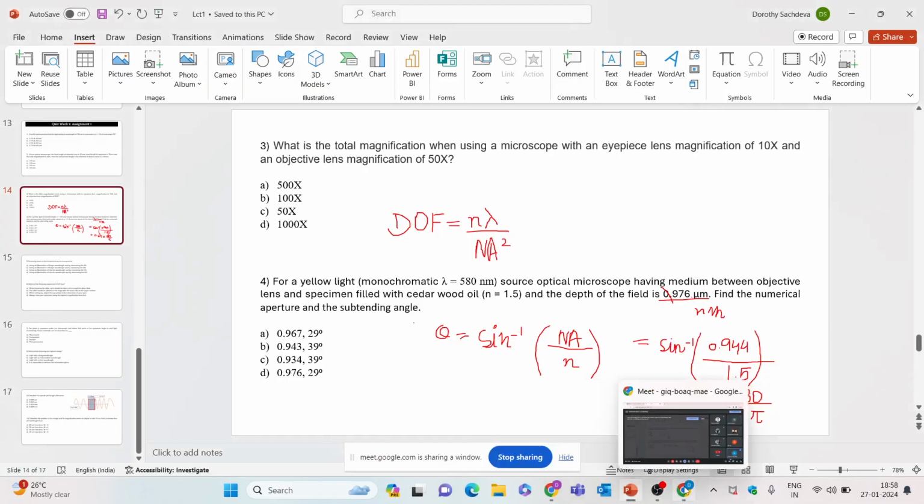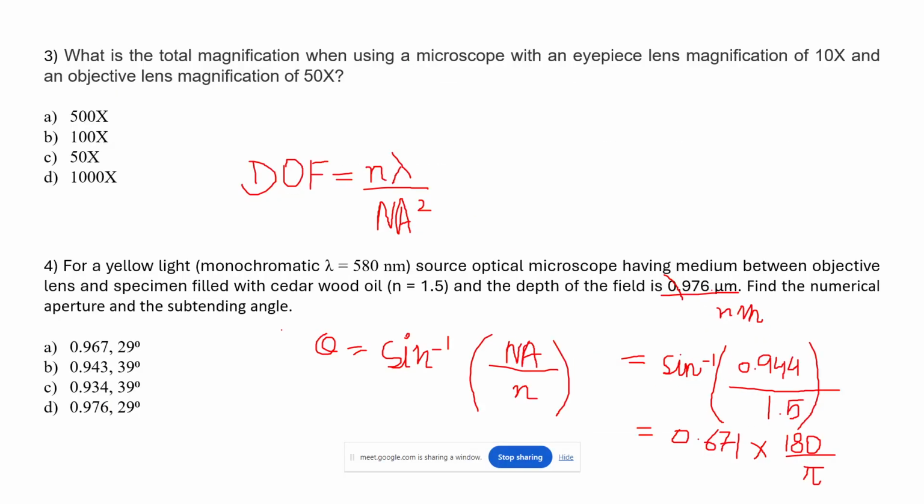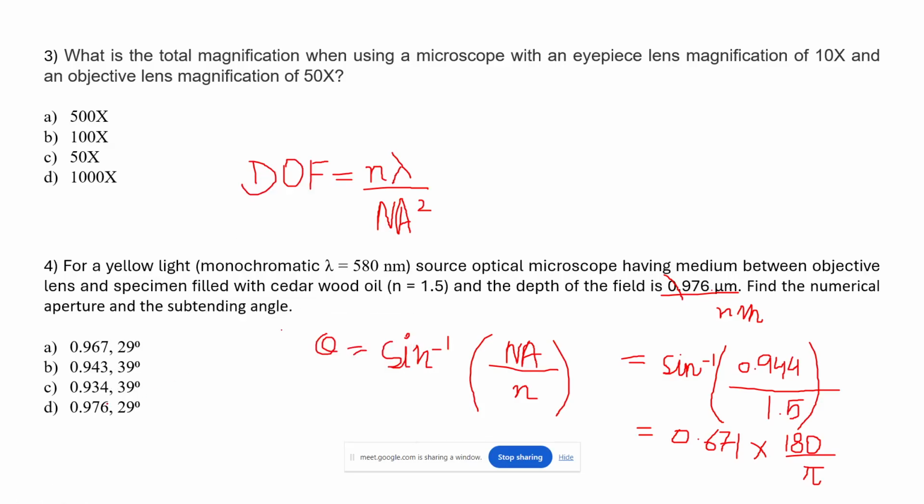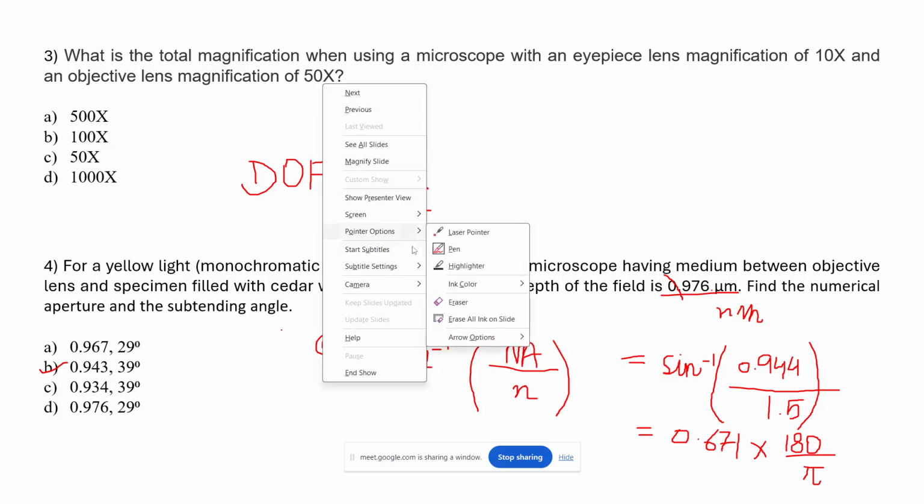Has anybody calculated this value? 39. Okay. So the numerical aperture value we found out is 0.943, and the angle is 39 degrees. So option B will be the correct answer. Any doubts till now? Okay, good.